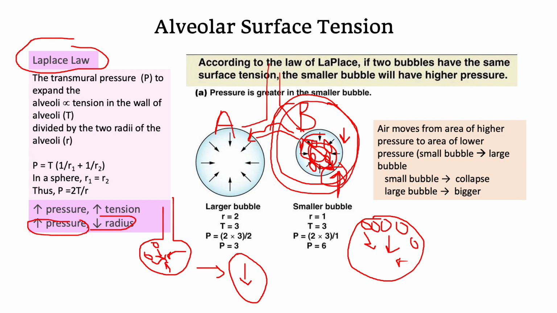So how does the body deal with this alveolar surface tension? With the secretion of surfactant. I'll be discussing surfactant in the next slide.